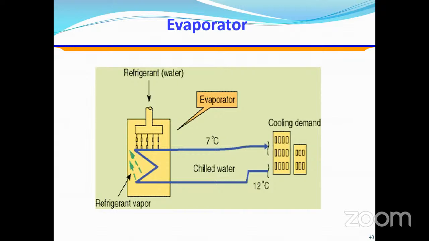If it is a central air conditioning plant, it goes to the AHU unit. Chilled water is circulated to the AHU unit. Then in the AHU unit, there is a fan blower. It circulates the air to the conditioned space through the duct. Here, the refrigerant is the water.